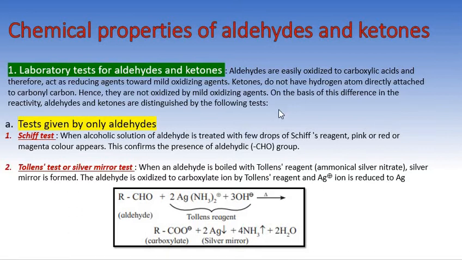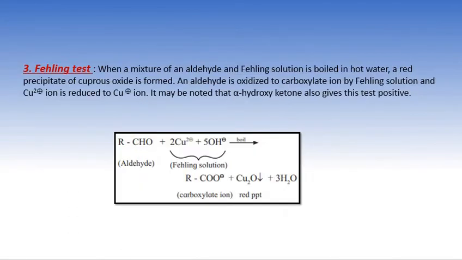See the reaction here. In this reaction, the aldehyde is taken along with ammoniacal silver nitrate, and this silver complex is reduced to silver mirror, or silver metal, you could say, and the aldehyde is oxidized into the carboxylate ion. So this is a redox reaction. Now next, the Fehling test.